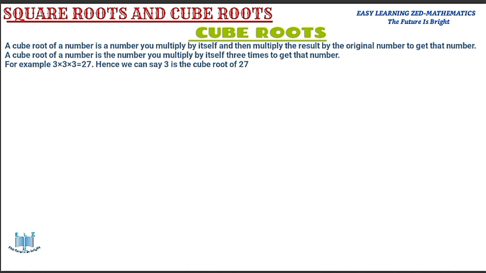Therefore you can write 3 as the cube root of 27 like this. This is how you write a cube root of a number. In this example, I'm using 27 and 3. The cube root of 27 is 3. You write a small 3 there, then a root sign, then 27. That is the cube root of 27, which is 3. That's how we write a cube root, like the way I've written in red there.